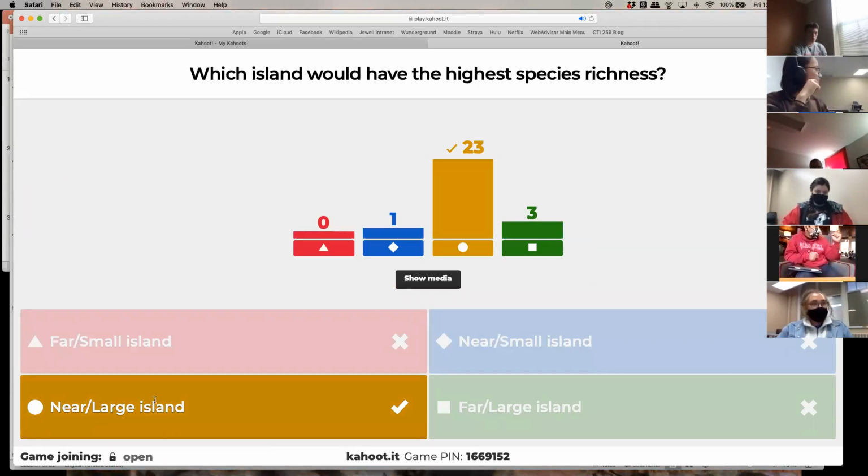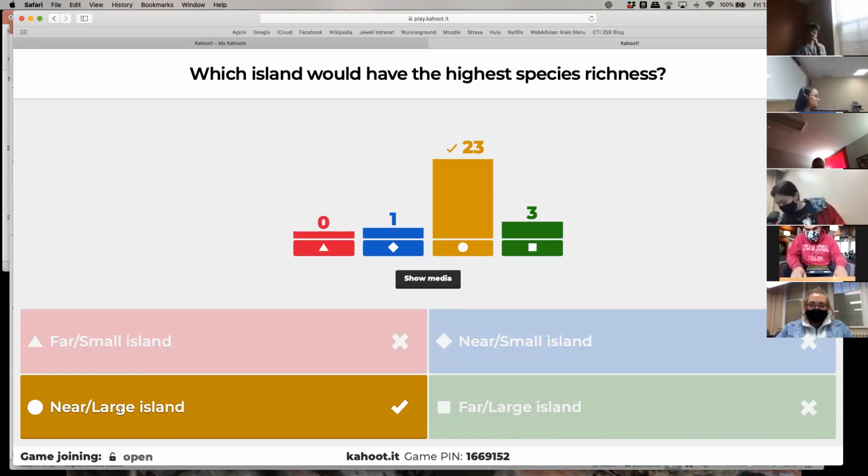Okay, so near islands that are also large. And some of you said near small islands and far large islands. So why does a near island have more species than a far island? Species don't have to travel as far from the mainland. Okay, and why do large islands have more species than small islands? More resources. So that combination should then have the highest species richness of all of the island types.